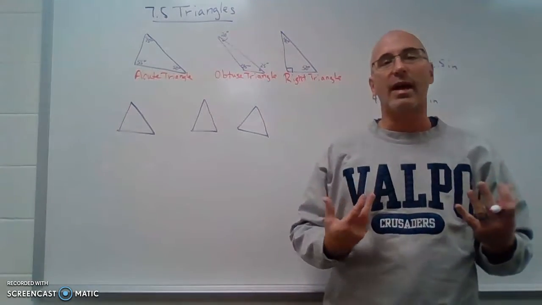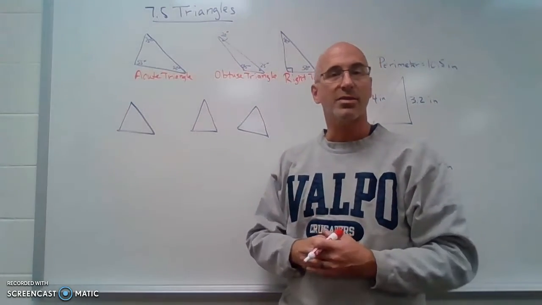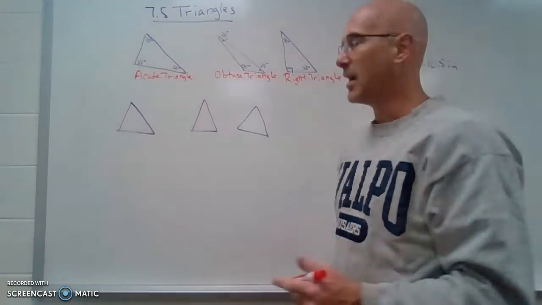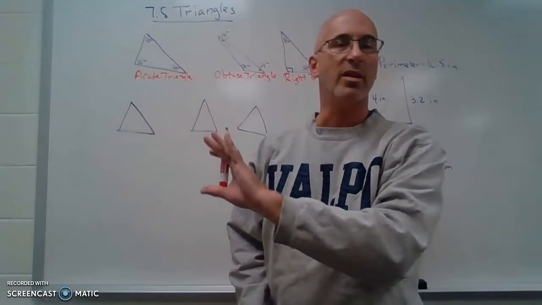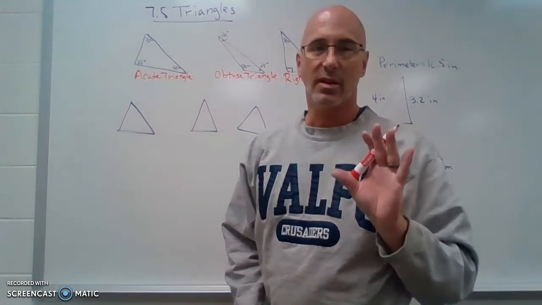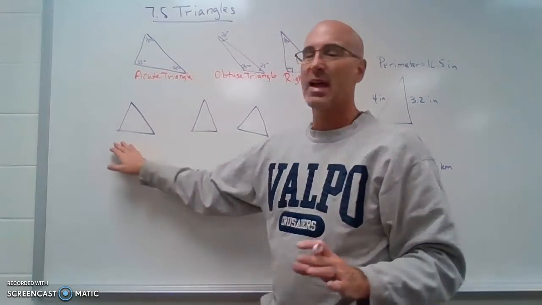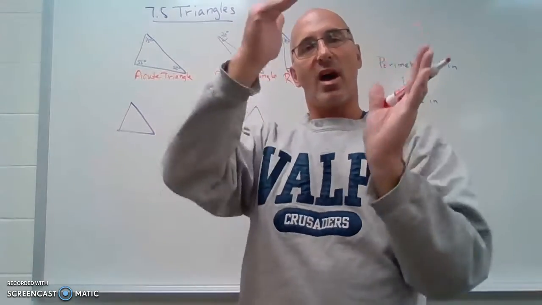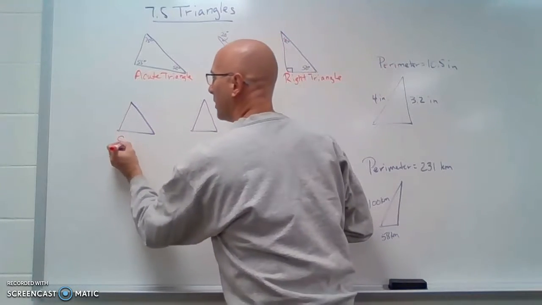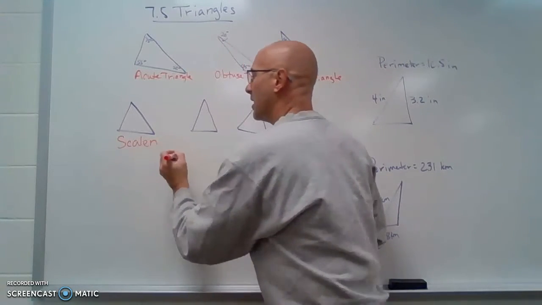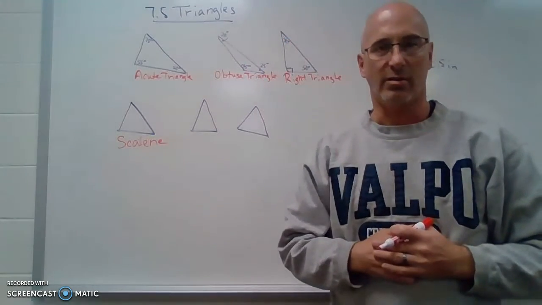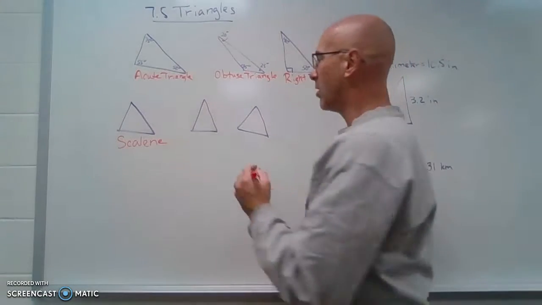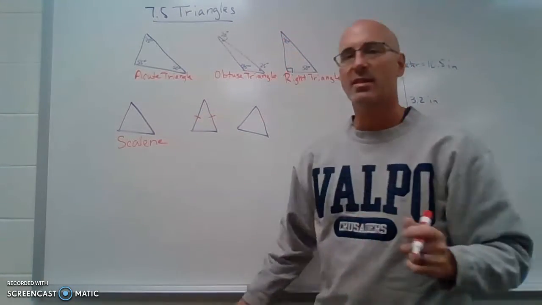Now we can also classify triangles by their sides. Okay, this is classifying by their angles. Now we're going to classify them by their sides. If we have a triangle with none of the sides equal, okay, or we can say congruent. When a measure is equal, we say it's congruent. So that when the lengths are not the same, this is a weird one. It's called a scalene triangle.